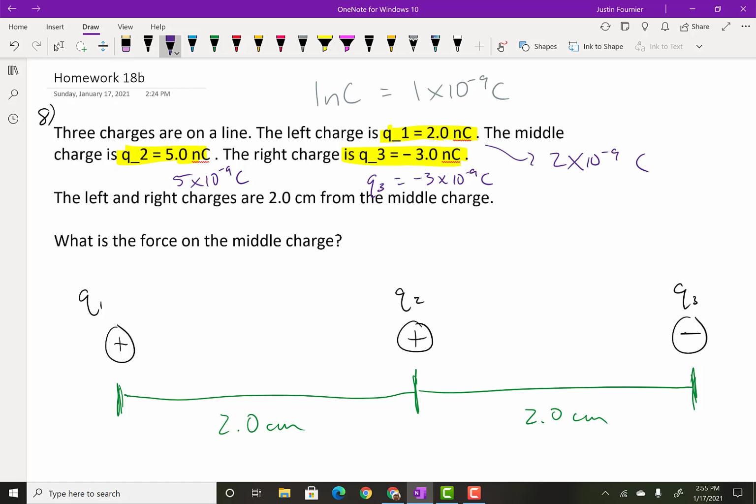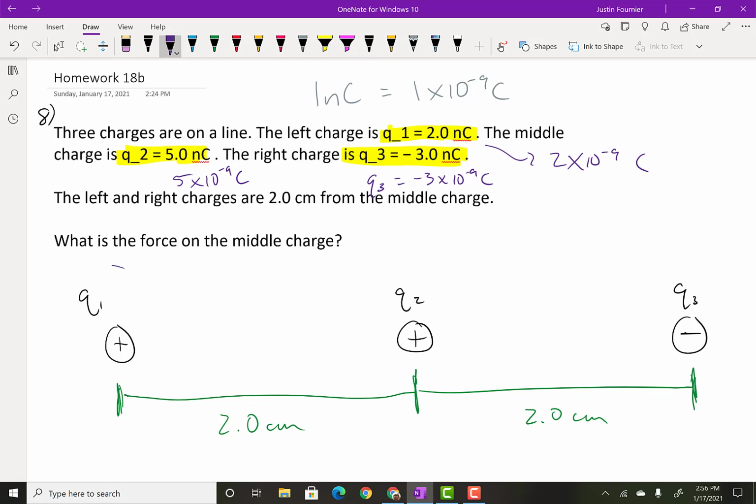Okay. The way to solve this problem is that it actually works a lot like what we did with our electric field example that we did in class on Thursday and Friday. So what I'm going to do is first get the forces acting on Q2. There's going to be a force from Q1 and a force from Q3.